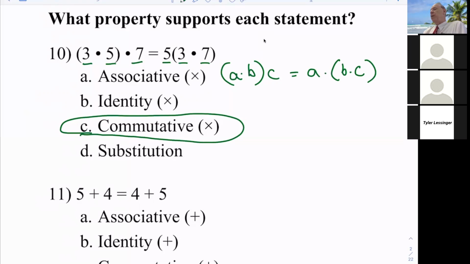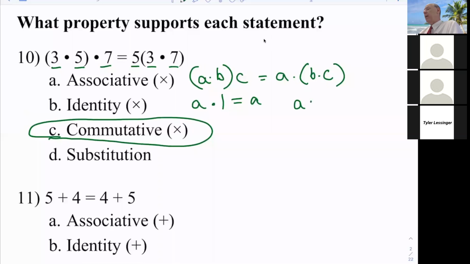Now your multiplicative identity, I want everybody to write down, that's when you do A times 1. That equals A. Whenever you multiply by 1, that is called the multiplicative identity or the identity of multiplication. The identity for addition would be what? A plus 0 equals A. Okay. Thank you.